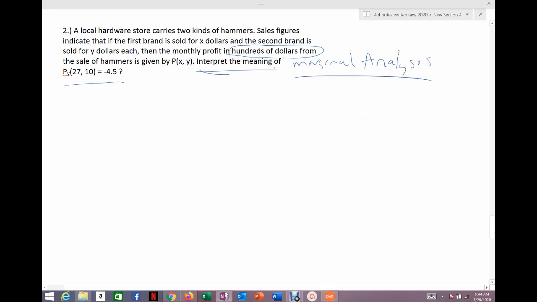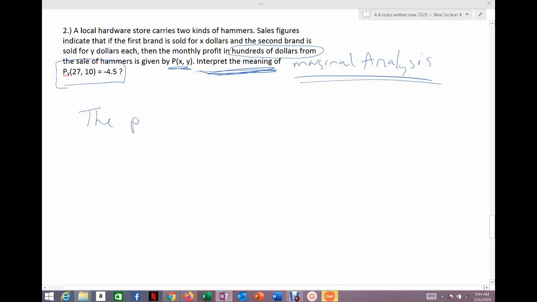Interpret the meaning of this in terms of marginal analysis. Again, the interpreting part is the big part of it. We didn't actually have to do any calculus. This is just asking you to interpret what this means in terms of marginal analysis. So what's changing and what's affecting that change? What's changing here is profit, right? The profit function is being affected by the change in our variables. So we'll start with that.